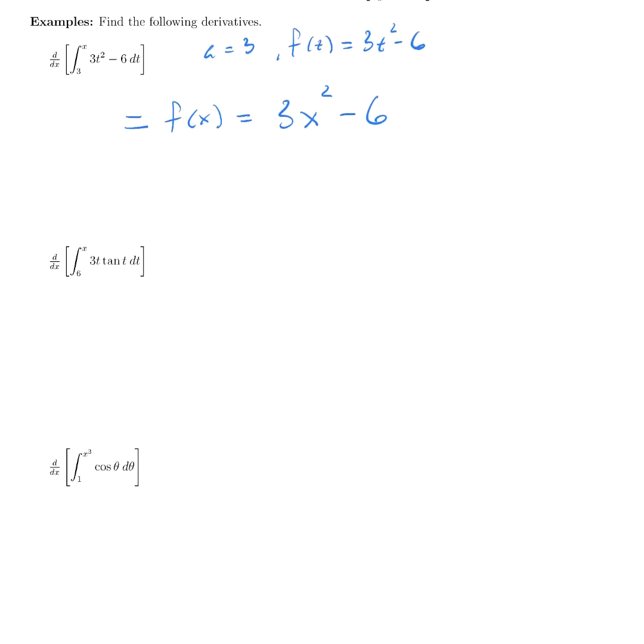So this is f of x, which is 3x squared minus 6. Okay, similarly, the derivative of the integral from 6 to x of 3t tangent t. Really, 6 is inconsequential. A doesn't play a role. The upper limit is just x. So this says everywhere I see a t, replace it with an x, is what fundamental theorem part 1 says, and that derivative is 3x tangent x.